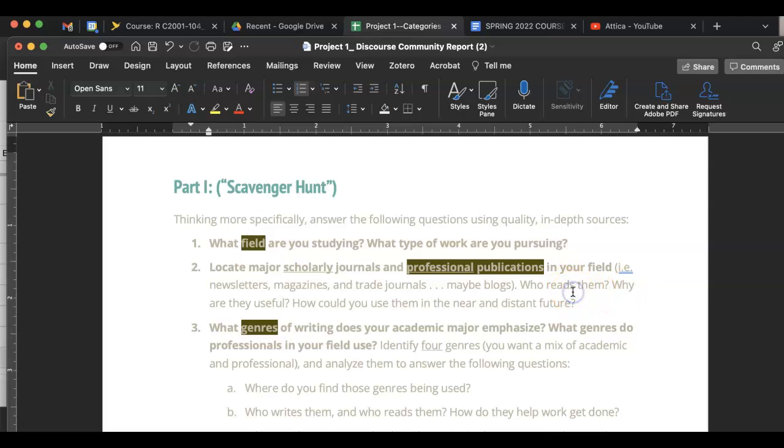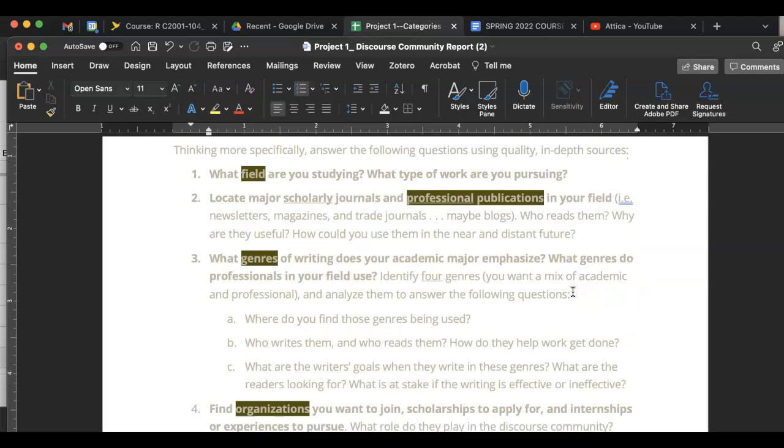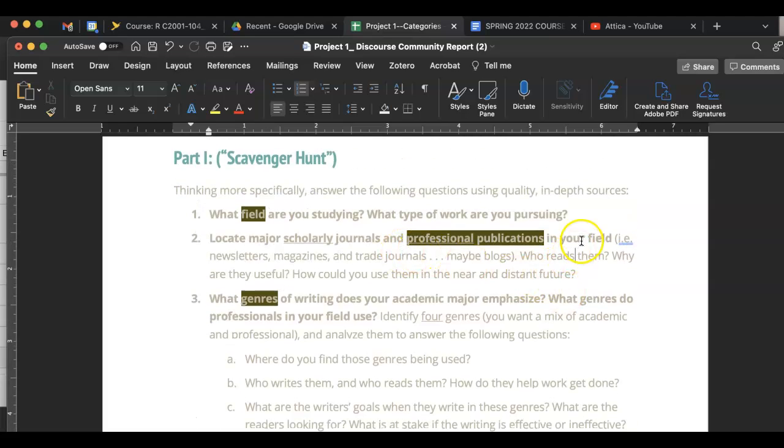So, okay, with that said, the first is really about just, what is the field of study? What is the type of work you're pursuing? Just name it, very concretely. Number 2, locate the major scholarly journals and or an example of a couple professional publications in your field. Sort of go-to journals or magazines, trade journals, newsletters, etc.